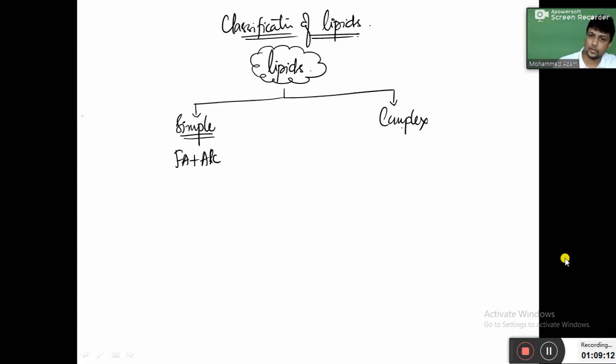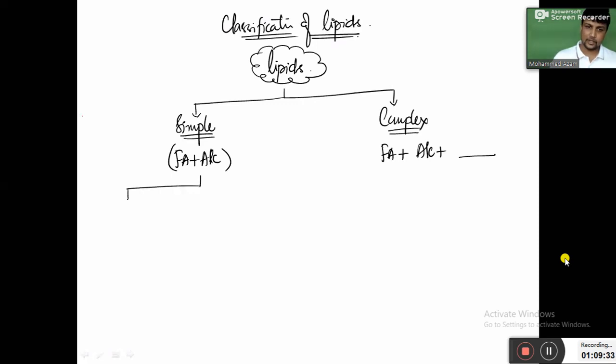Whereas complex lipid will be having fatty acid along with alcohol. Along with that, there will be some third substance there. The simple lipid will be fatty acid along with alcohol, and the complex lipid will be fatty acid along with alcohol, and then there will be a third substance along with that. Out of these two, first of all, let us deal with the simple lipid right now.